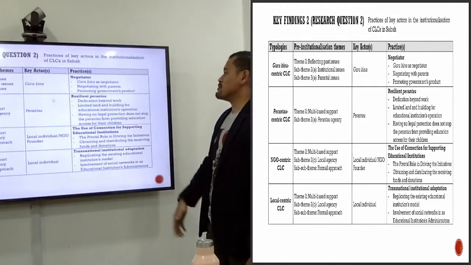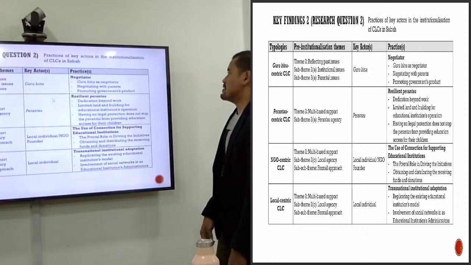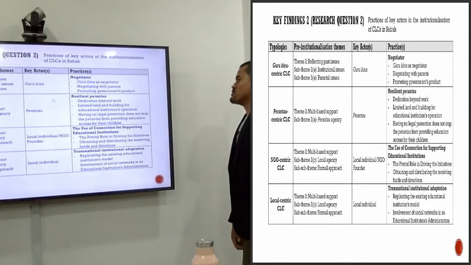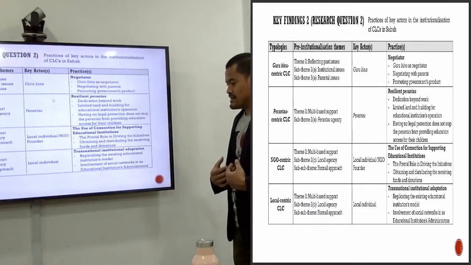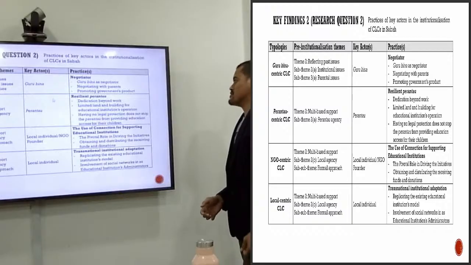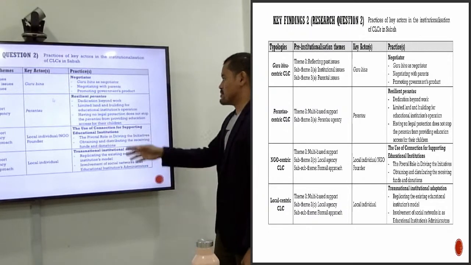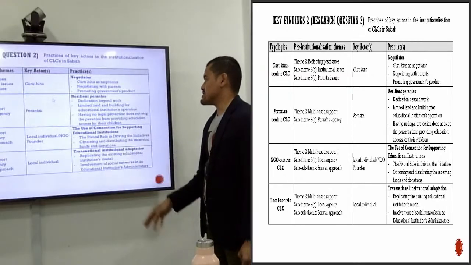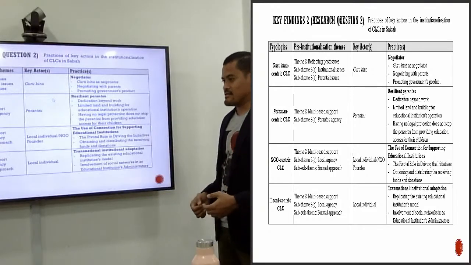For example, Guru Bina. Why Guru Bina centric CLCs? What is the practice of the Guru Bina that allows them to institutionalize community centers? So eventually I found that Guru Bina is the negotiator. And also for the different key actors, they have different practices that lead to the institutionalizations of the CLCs.